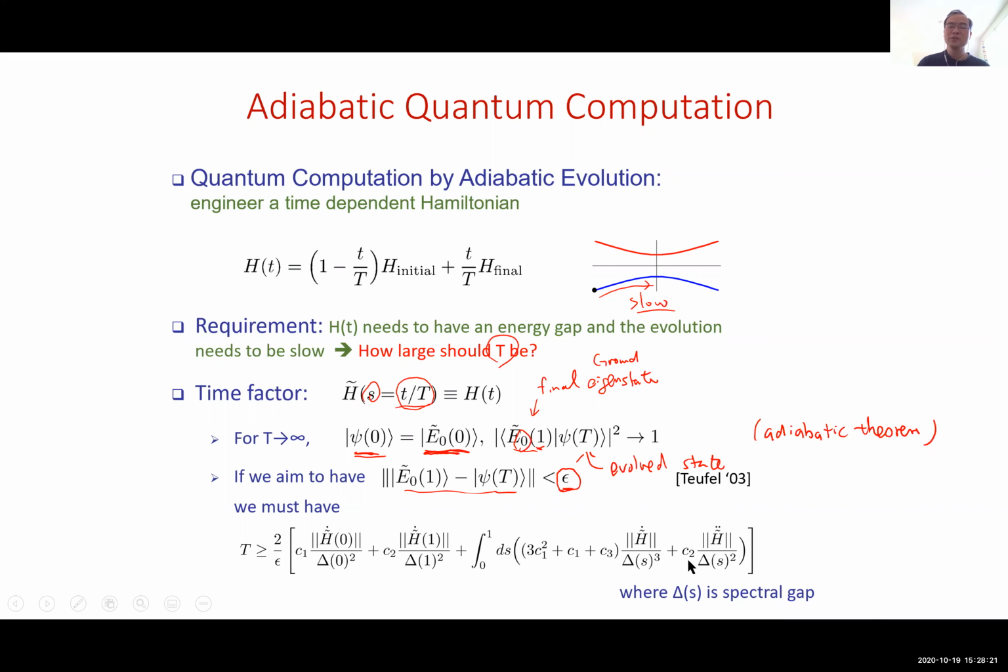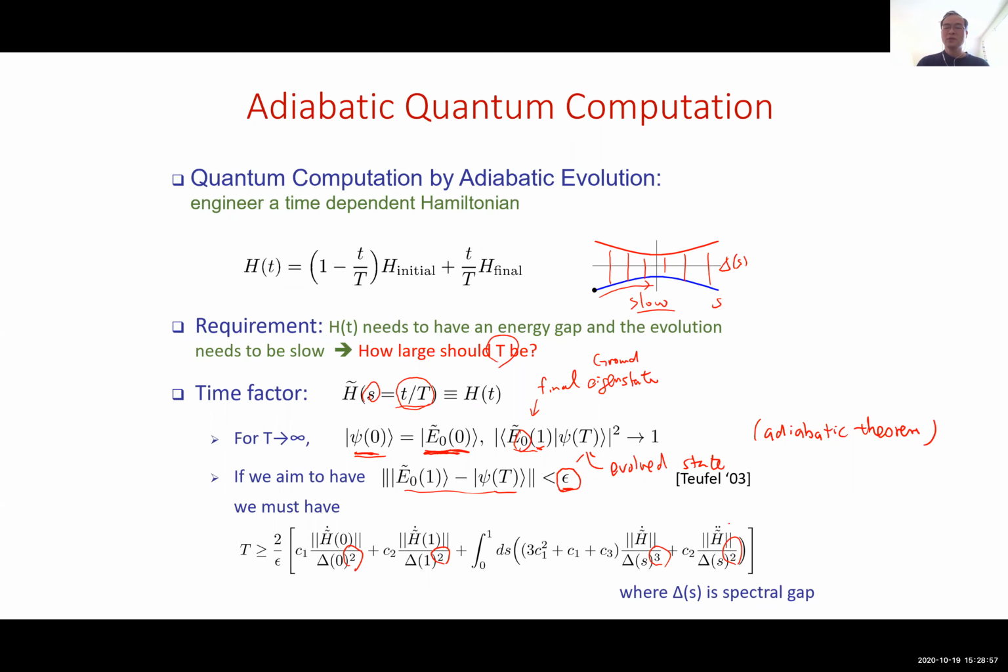This is probably the most complicated expression about the time. We are not going to use this, but I just want to show you that there exists such a rigorous statement. You can see that it's inversely proportional to delta squared evaluated at 0. Delta is the spectral gap, and s is the coordinate along the time. You can see the powers: square, square, cube, and square.